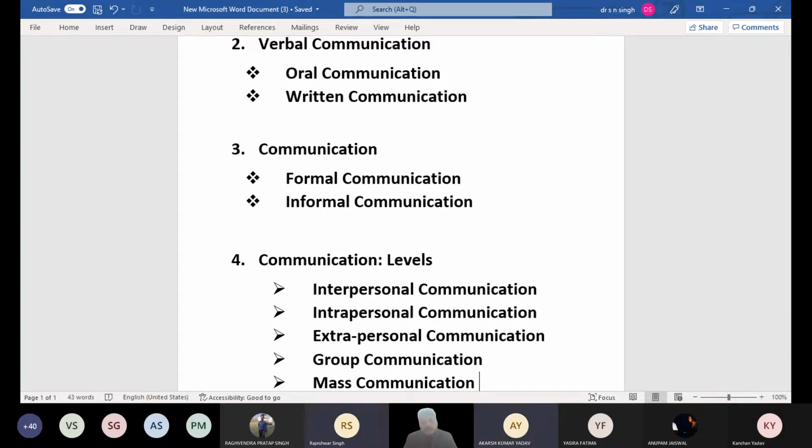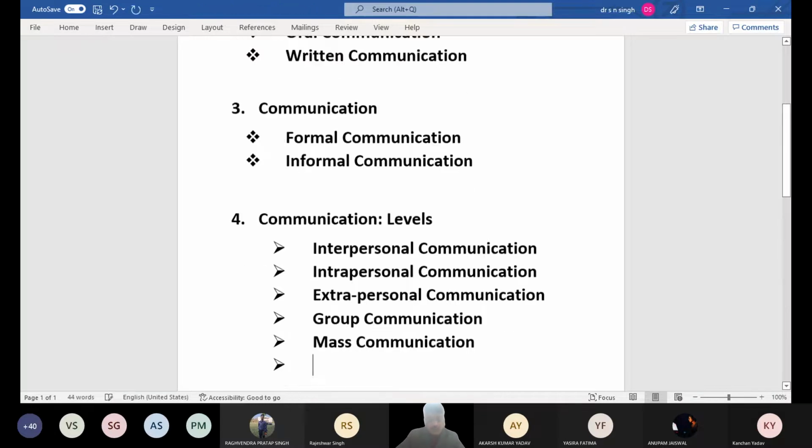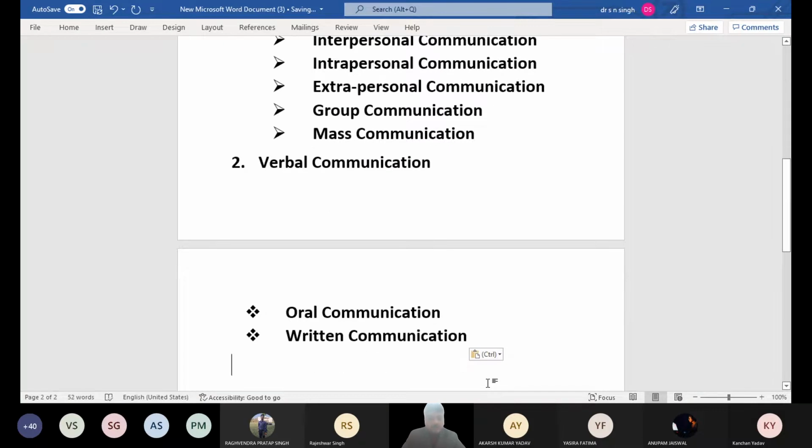Then video conferencing. Sir, it may come under group or mass communication. Group communication, because in video conferencing also the speaker knows to whom they are talking. TV channel. Sir, mass communication. Okay, mass communication can further be divided into two parts.